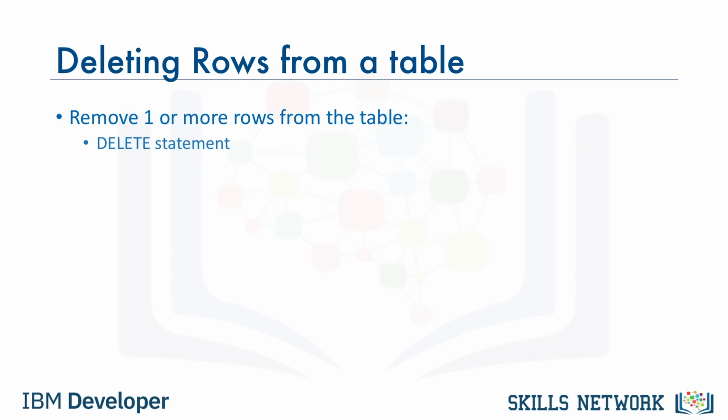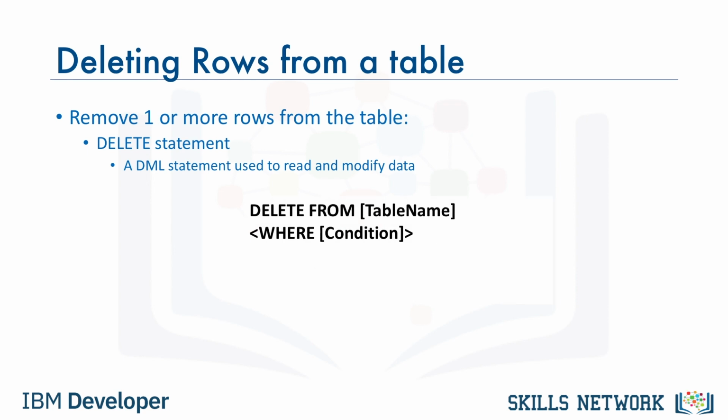Sometime later, there might be a need to remove one or more rows from a table. The rows are removed with the delete statement. The delete statement is one of the data manipulation language statements used to read and modify data. The syntax of the delete statement looks like this: delete from table name where condition. The rows to be removed are specified in the where condition.